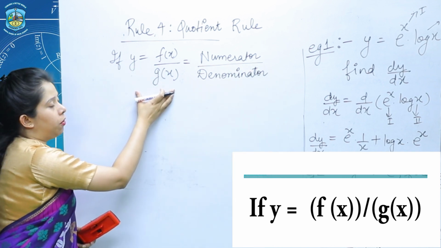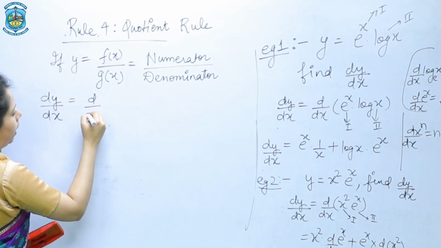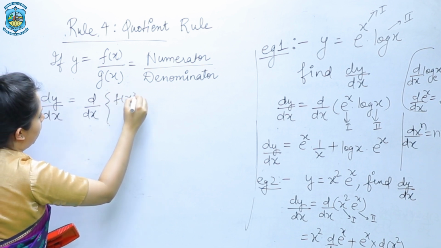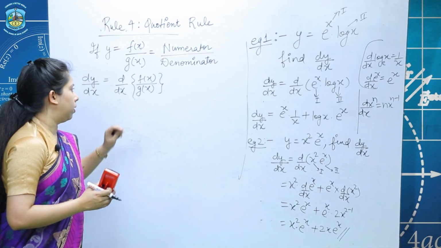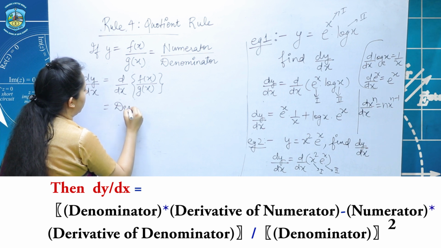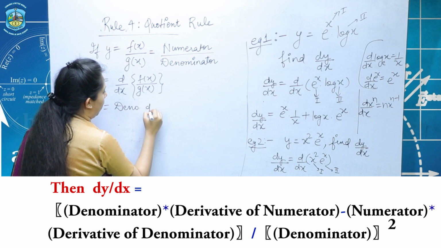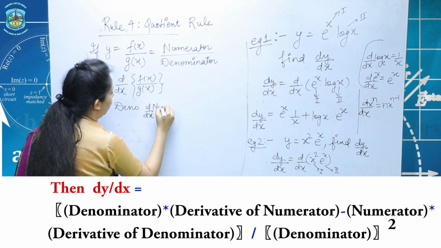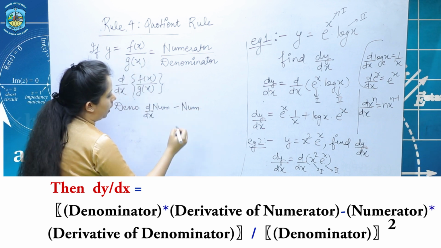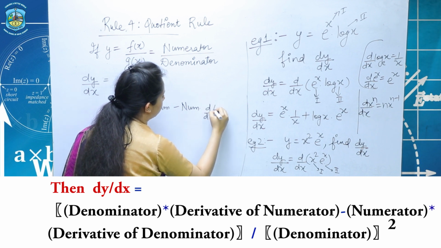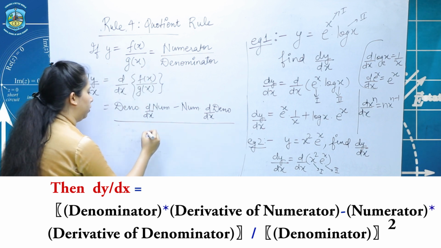So now if we wish to differentiate it, that will become dy by dx is equal to d by dx of f of x by g of x. So according to rule number 5, the denominator is kept as it is. I am writing it in the short form. So denominator will be kept as it is, multiplied by the derivative of the numerator, minus numerator is kept as it is, multiplied by the derivative of its denominator, whole divided by square of the denominator.